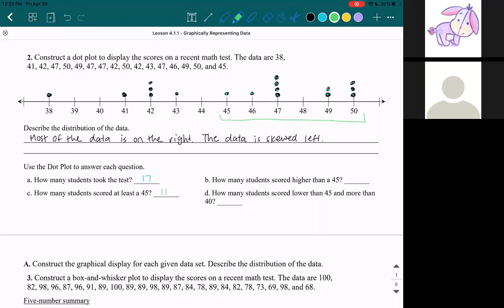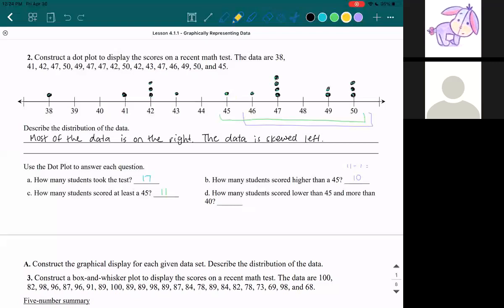How many students scored higher than 45? Okay, so just 46 all the way to 50. Well, you can just see earlier I counted all of them. I can count them again, but the purple range of numbers is going to be the same thing as the green range of numbers minus this one. So I'm going to do 11 minus 1 equals 10. Alternatively, you can literally just count all the dots in this section.